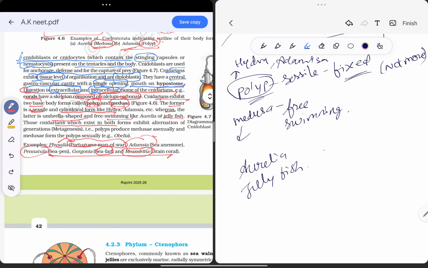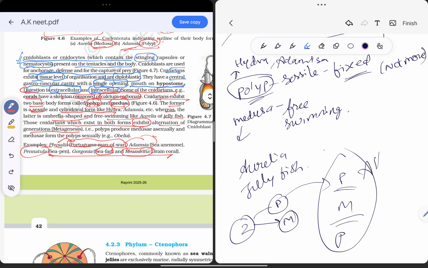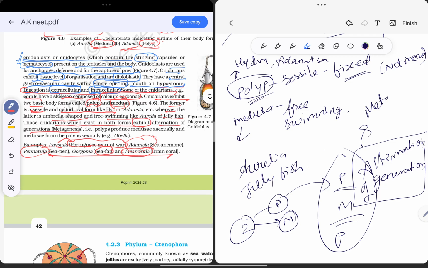Those cnidarians which exist in both forms show alternation of generation, metagenesis. Some species in this group exhibit both the polyp form and also the medusa form. Sometimes they show polyp, sometimes medusa, again polyp. This alternation of generation is known as metagenesis. It's mentioned here, metagenesis.